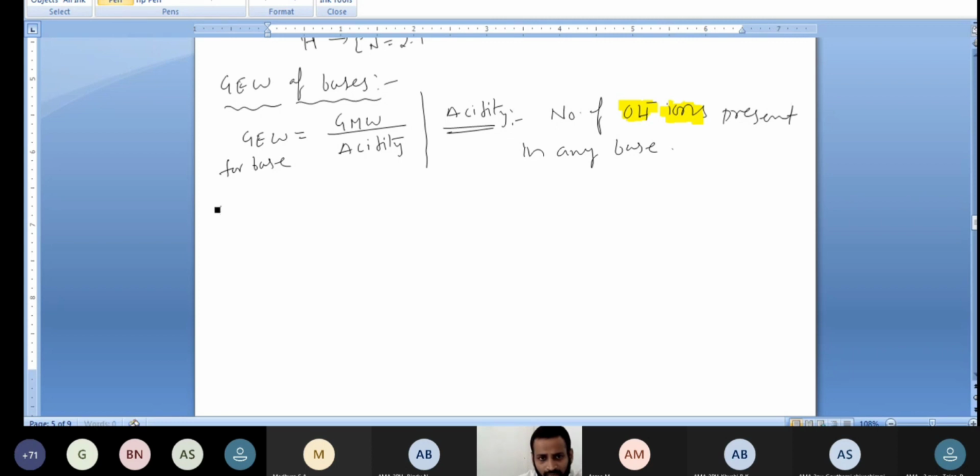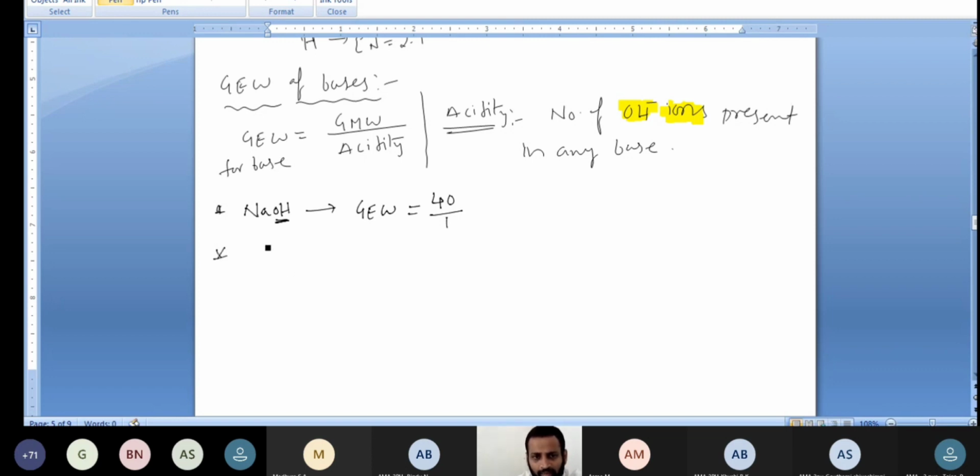So simple, I'll give a few examples, like sodium hydroxide. What is the gram equivalent weight? Gram equivalent weight is equal to gram molecular weight by acidity. Sodium 23, oxygen 16, hydrogen 1 atomic weights. So it's 40 by 1. That's it. Clear? So NaOH gram equivalent weight is 40 by 1. Why? How many OH groups do you have? Only one.